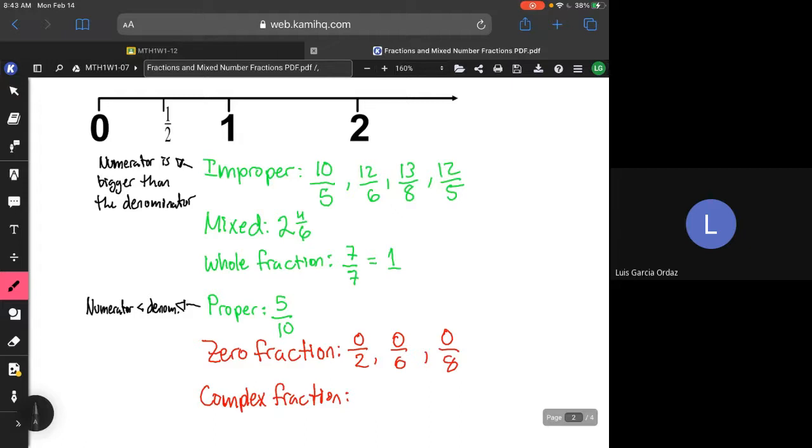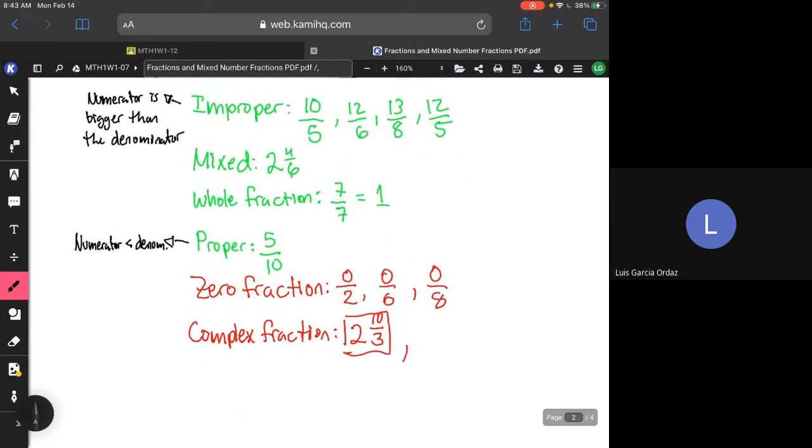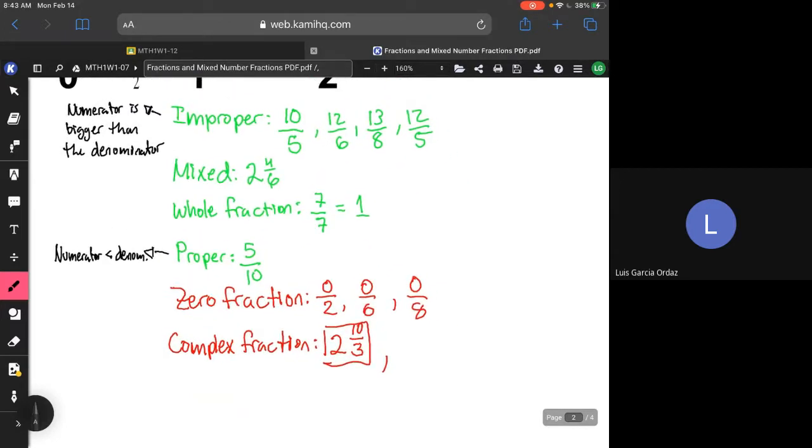Daniel? Maybe a mixed and improper fraction. Mixed and improper fraction? Are we dividing it by each other? So 2 and then 10 over 5, for example. Oh, so you're talking about, like, 2 and 10 thirds. That's what you're talking about? Yeah. Okay, so we have this example over here. Can someone else give me another one? Remember, this is not about being right. It's about trying to figure out, using the word, what you think a complex number is.